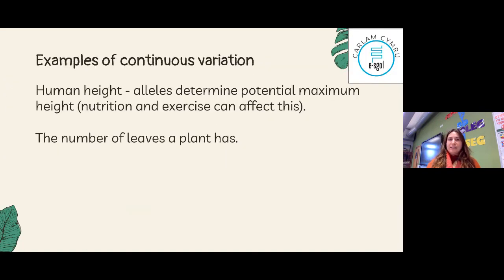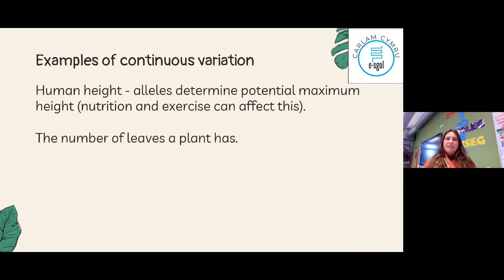So we'll have a look at that in a bit more detail now. So human height is an example of continuous variation, and alleles that determine potential maximum height. Okay, you do have alleles that determine how tall you will be, but the amount of nutrition you receive, the amount of food, and the amount of exercise you do can affect it. So that's your environment influencing how tall you will actually be. Okay, so a simple example is if I am a malnourished child, then I probably won't reach my full potential in terms of height.